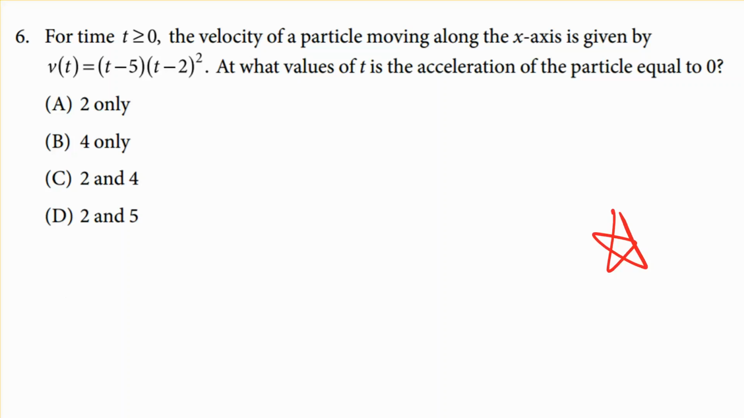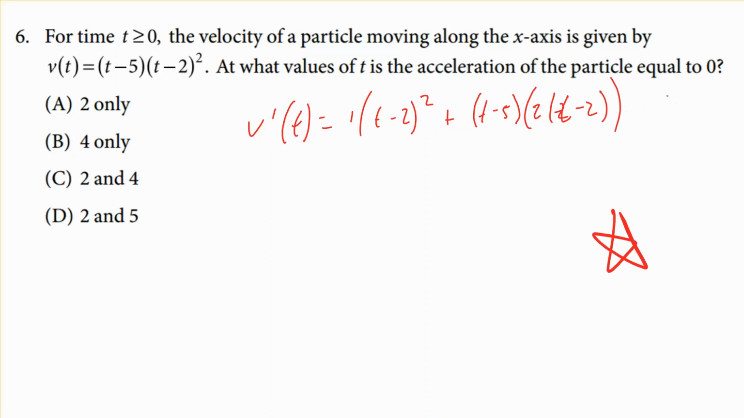A couple options. We could do the multiplication, or I think we could try the product rule. Probably not a bad idea. And we have velocity, so we just need one derivative for acceleration. So v prime of t is the derivative of the first, which is 1, times the second, plus the first times the derivative of the second. T minus 2 there, and chain rule there just brings in a 1.